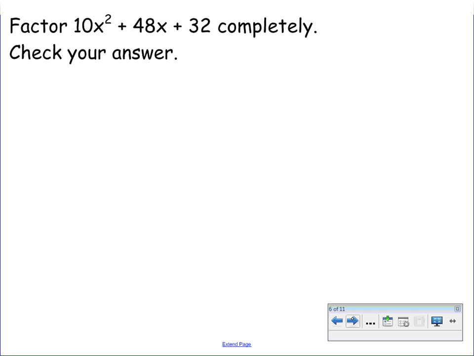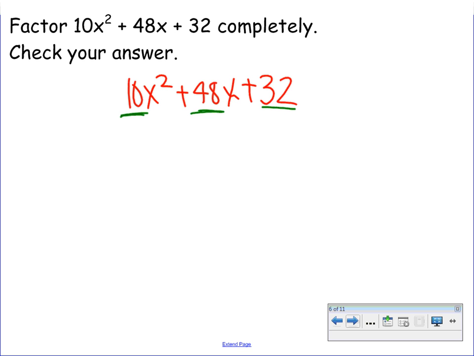Here, I've given you the problem 10x squared plus 48x plus 32, and it asks us to factor this completely. Well, step number 1 tells us to check for greatest common factor. So I'm going to look at the 10, the 48, and the 32, and see what is the greatest factor that they all have in common. Well, that would just be a 2. So I'm going to factor out a 2 from each term.